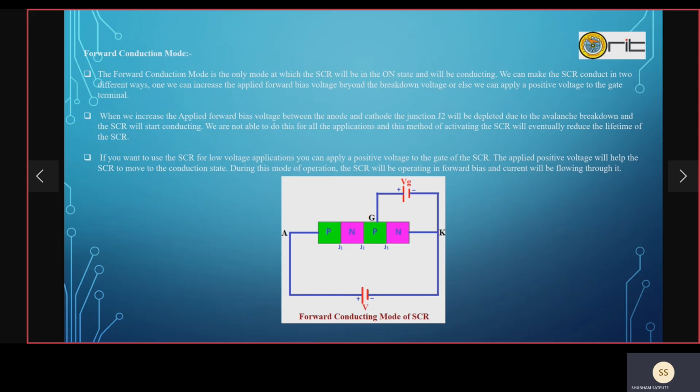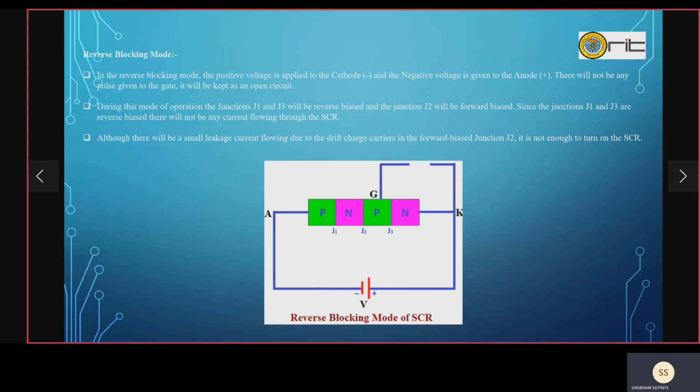And if you want to use the SCR for a low voltage application, you can apply a positive voltage to the gate of the SCR. The applied positive voltage will help the SCR move to the conduction state. During this mode of operation, the SCR will be operating in forward bias, and the current will be flowing through it. And the third one is reverse blocking mode.